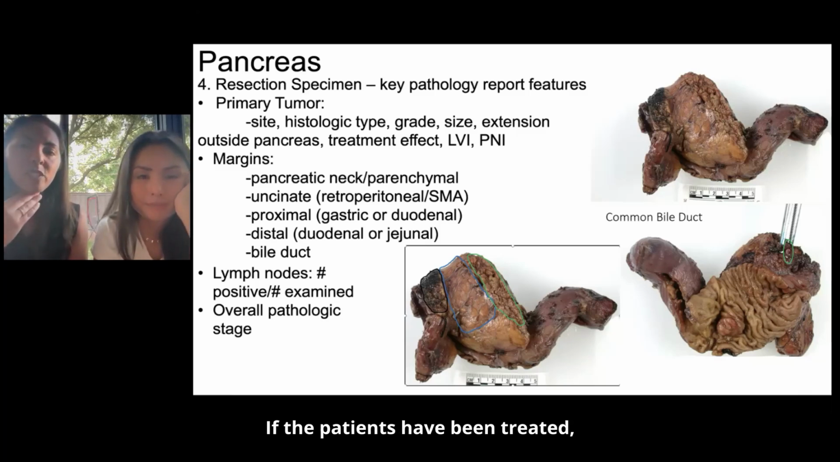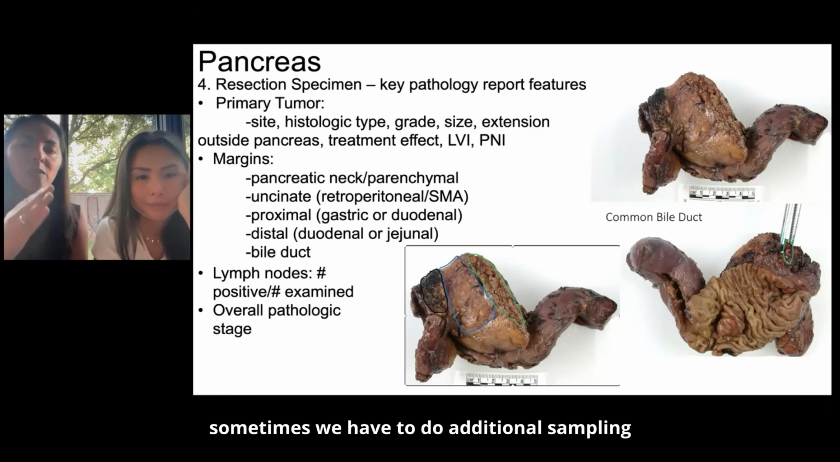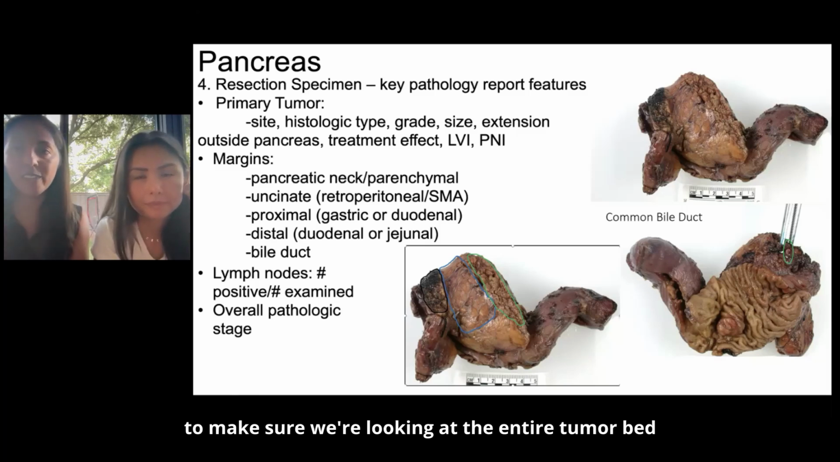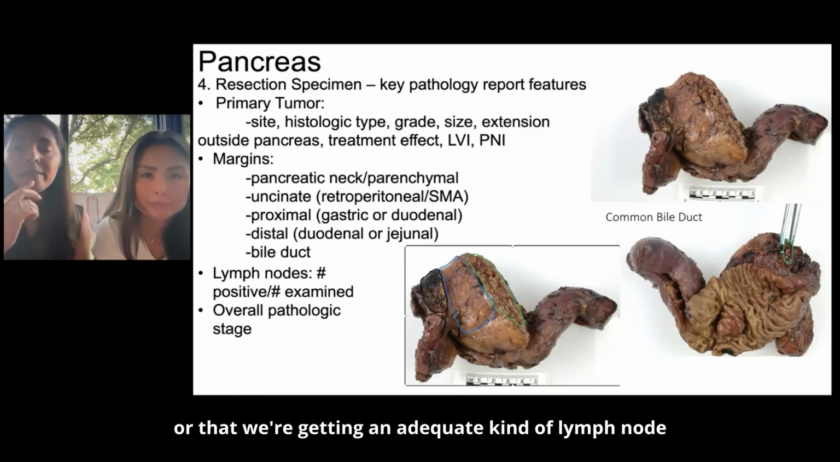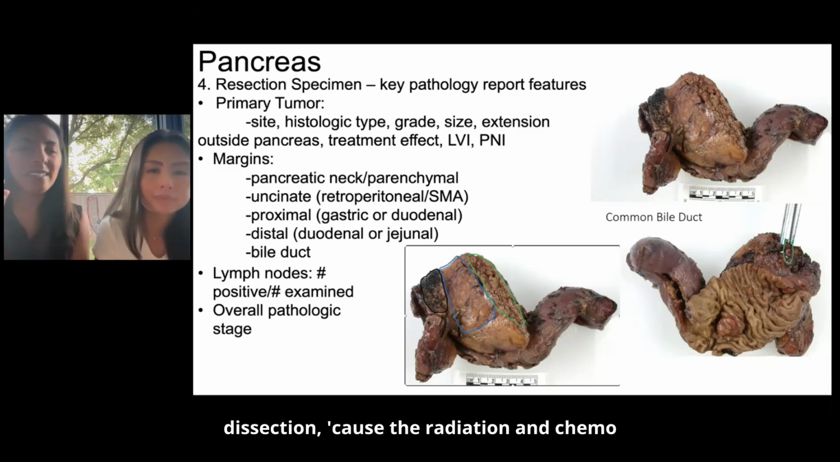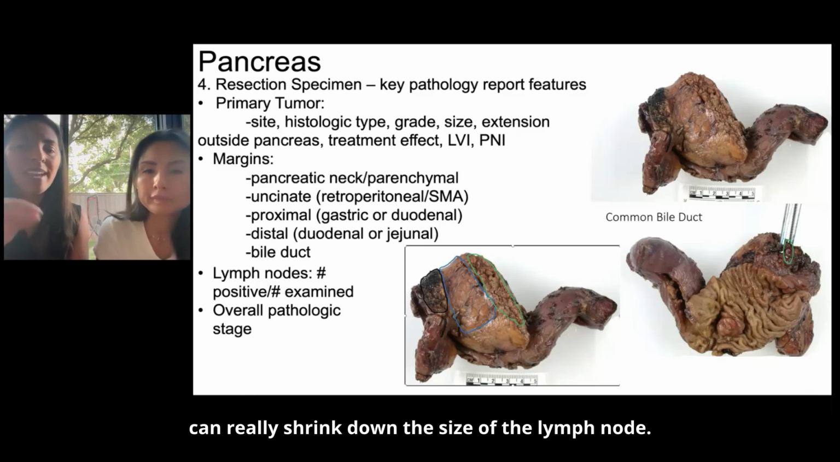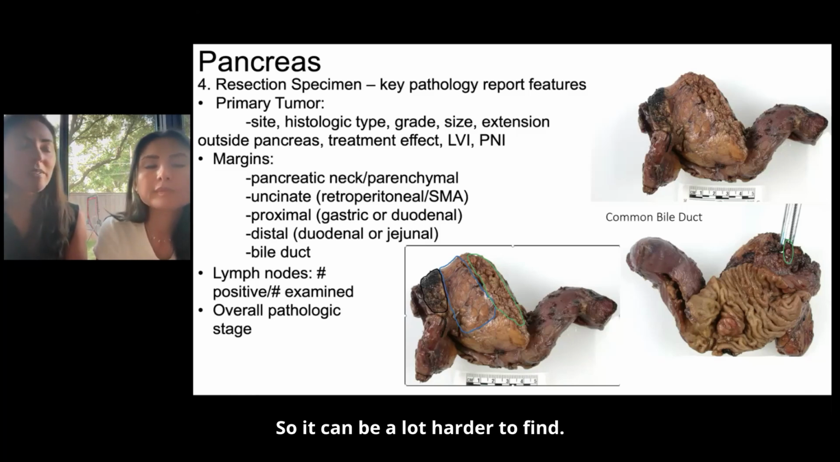If the patients have been treated, sometimes we have to do additional sampling to make sure we're looking at the entire tumor bed or that we're getting an adequate lymph node dissection, because the radiation and chemo can really shrink down the size of the lymph nodes. So it can be a lot harder to find.